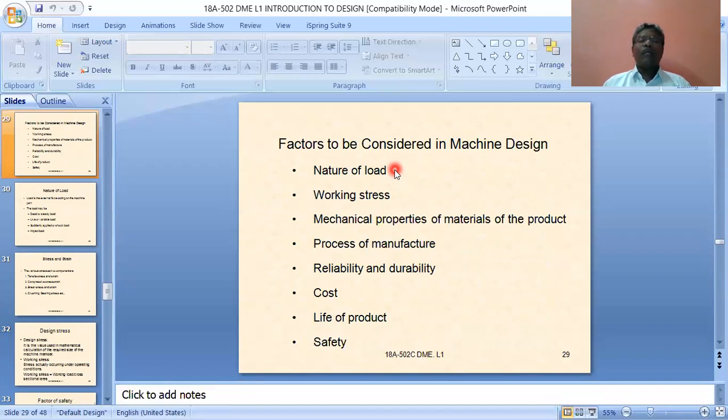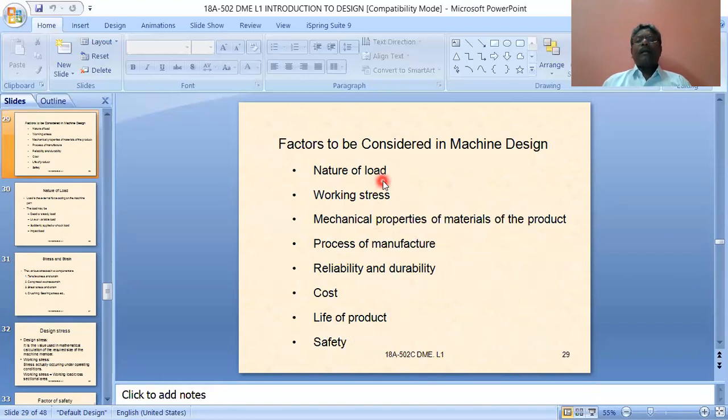Here are: number one, nature of load; number two, working stress; and number three, mechanical properties of materials of the product. Next is process of manufacture, and next is reliability and durability, next is cost, and also life of the product, and also safety.